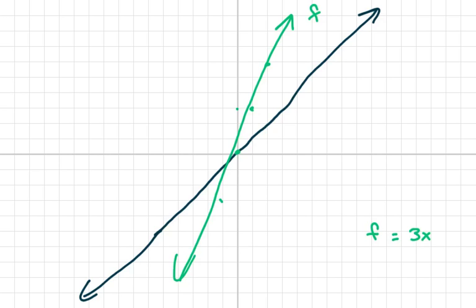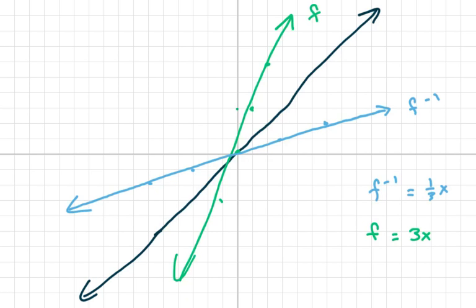And then f inverse equals 1/3 x. So that's going to be up 1 over 3, up 1 over 3. Or we can go down 1 over 3 this way, and we graphed it. That is f inverse. Okay? Now we can do another one.